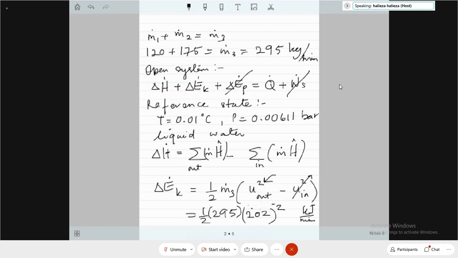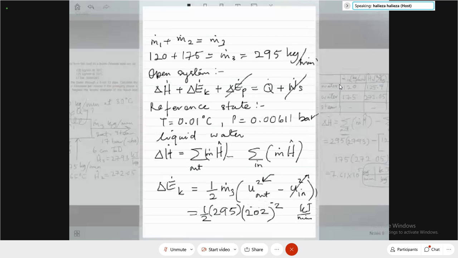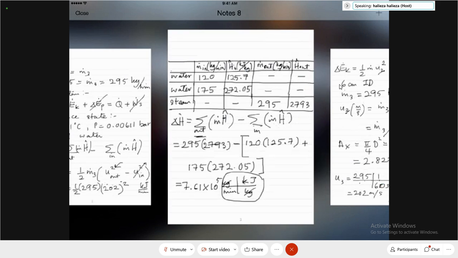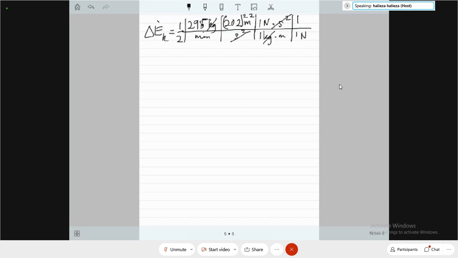Okay, so let's go to our slide. Now the last page. You need to square it, so you cancel the second square. Now you need to change. 1 Newton times meter is equal to 1 joule, and 1000 Newton times meter is equal to 1 kilojoule. So 1 kilojoule goes up, and down you write 1000 Newton times meter.